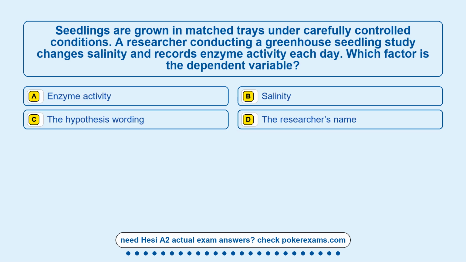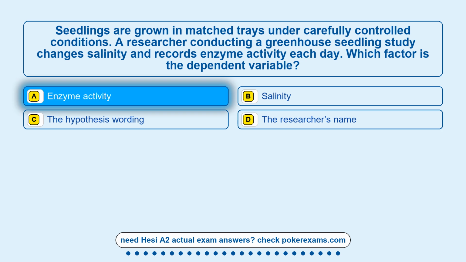Question 5. Seedlings are grown in matched trays under carefully controlled conditions. A researcher conducting a greenhouse seedling study changes salinity and records enzyme activity each day. Which factor is the dependent variable? Option A, enzyme activity, Option B, salinity, Option C, the hypothesis wording, Option D, the researcher's name. The correct answer is Option A, enzyme activity.